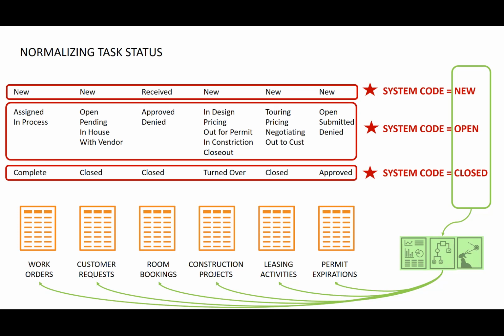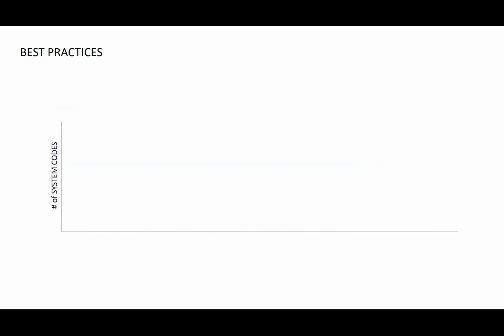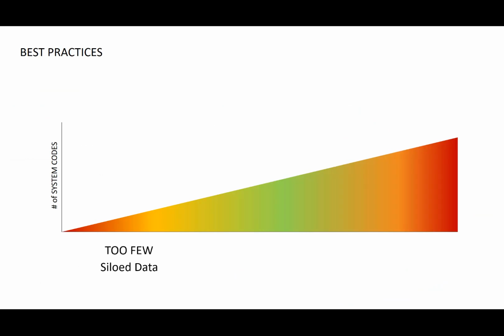So let's talk about best practices a little. One of the things to watch out for is how many system codes you have. If you have too few, you end up with siloed data and you can't really bring things together. On the other hand, if you have too many, it causes a bunch of challenges for reporting that you'll have to experience before you really understand. But trust me, we want that kind of Goldilocks number.